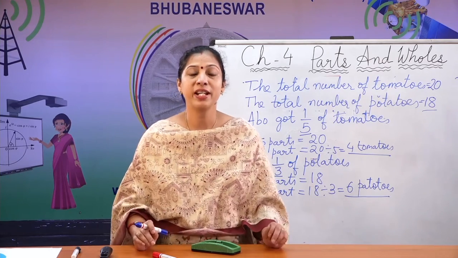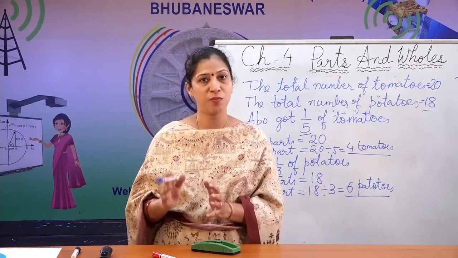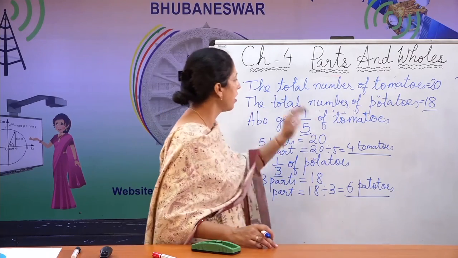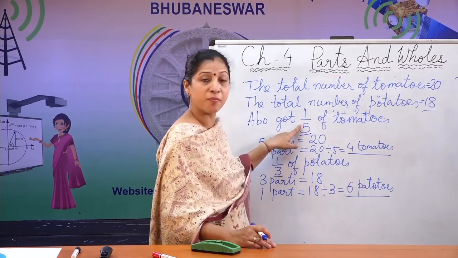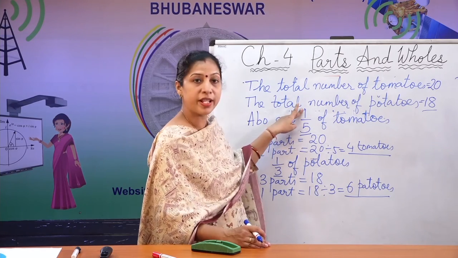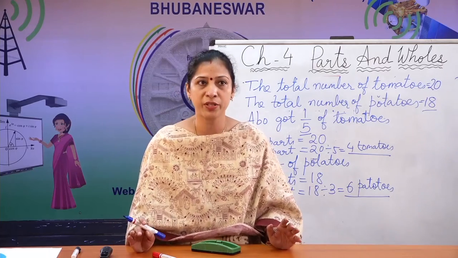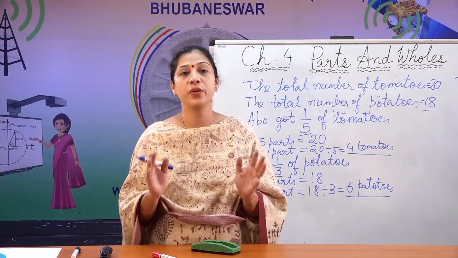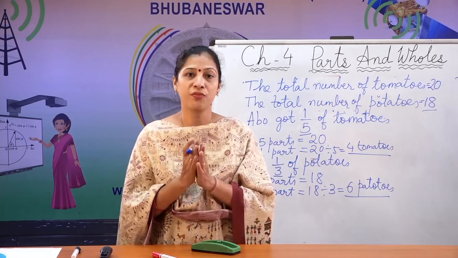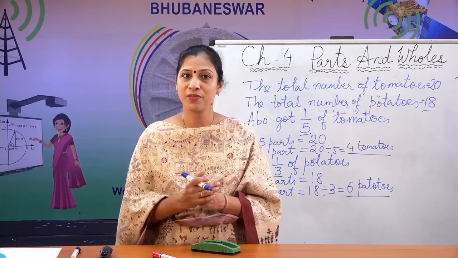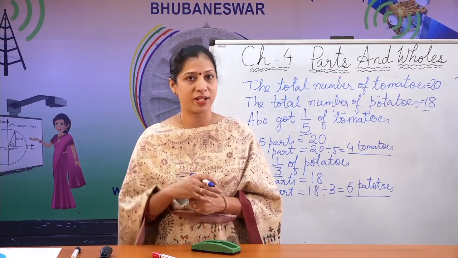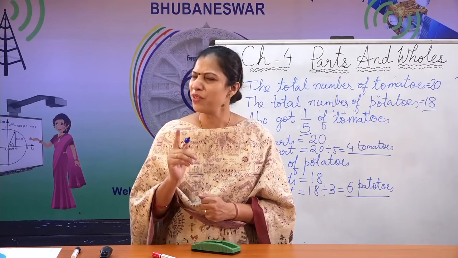Now when we are dividing the whole into parts, you have to always see the bottom part, that this is the number of parts from which you are calculating how many parts they have got. So Srija got 2/5 of the tomatoes. That means you are going to divide tomatoes into 5 equal parts and out of which you will find out 2 parts. Got it? You can do it.